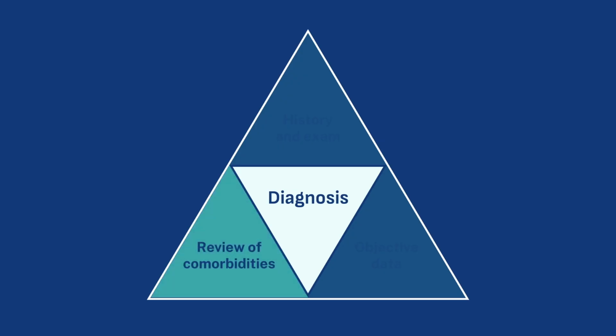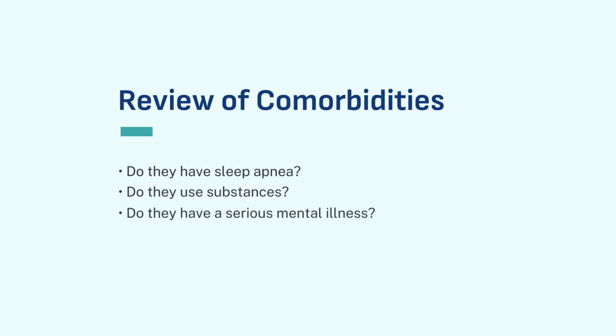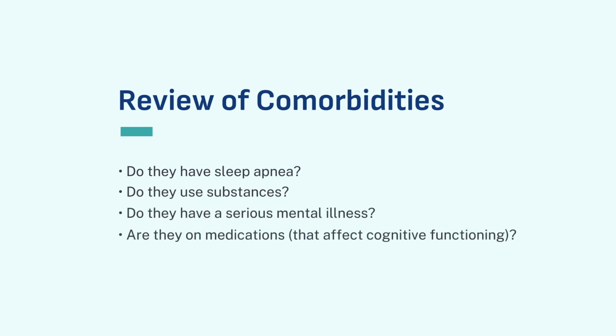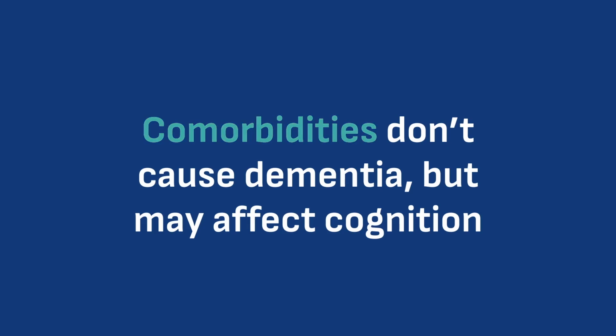The third component of making a diagnosis is a review of comorbidities. Could this be impacting cognition? For example, do they have sleep apnea? Do they use substances? Do they have a serious mental illness? Or are they on medications? These things don't cause dementia, but may be affecting cognition.